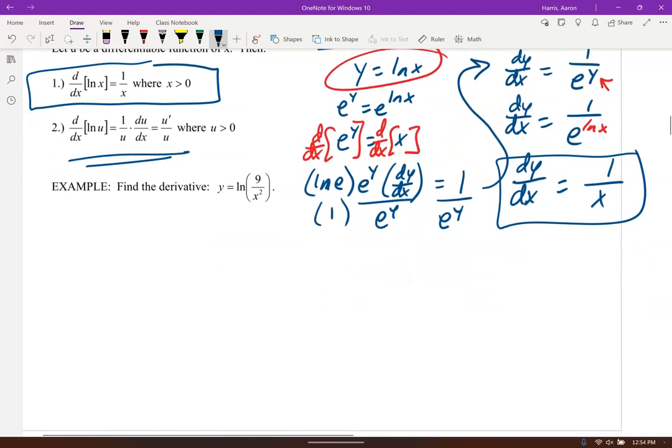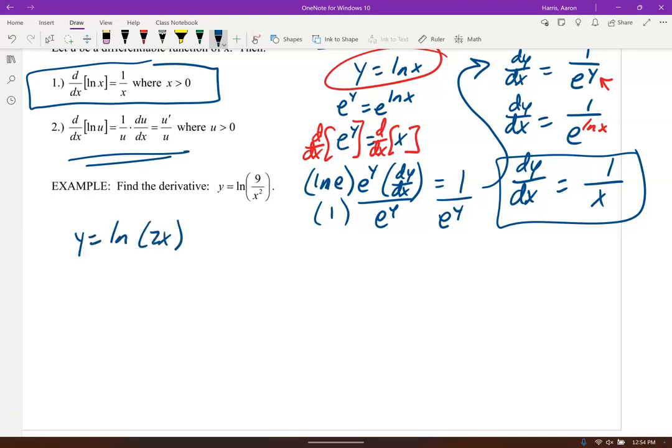So let's go ahead and do some of these. Well, let me do a more simple one first. Let's say we had the natural log of 2x. So its derivative would be 1 over that.